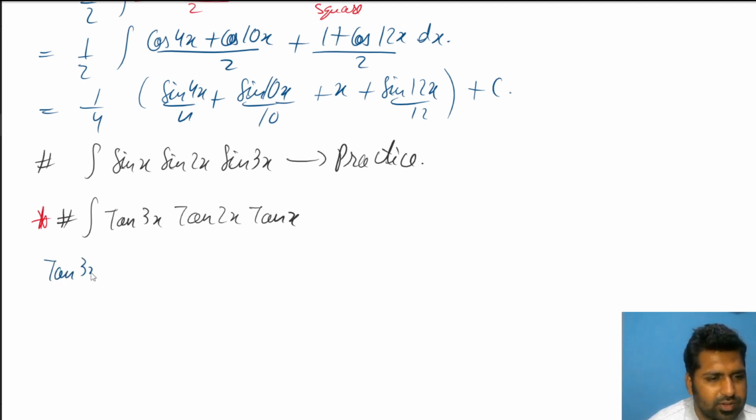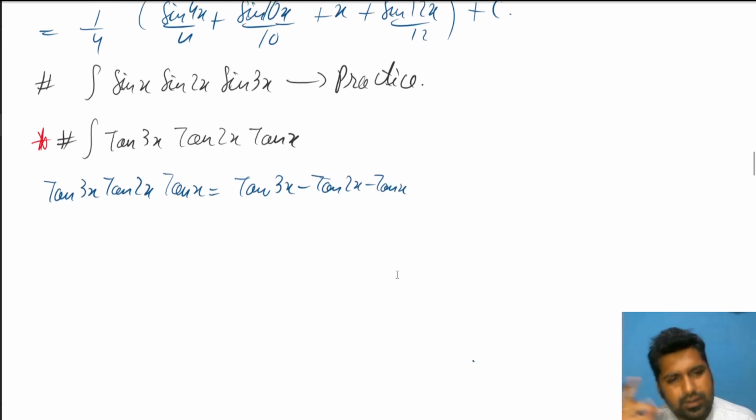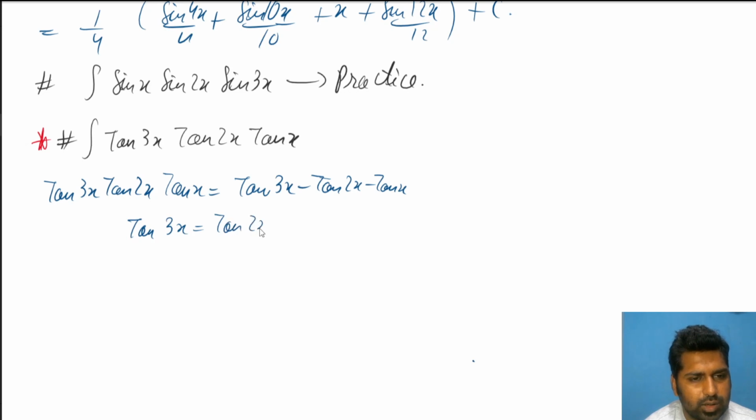The point is tan 3x, tan 2x, tan x is actually tan 3x minus tan 2x minus tan x. This is true. The point is we can break only this multiplication, not for any other. Only for this integration of tan 3x, tan 2x, tan x, we can break this multiplication to tan 3x minus tan 2x minus tan x. And if we can break, I think the integration part will be very simple. So those who might be thinking how we are going to prove it, yes, we can generate this result. Let's generate it. Tan 3x can be rewritten as tan 2x plus x.